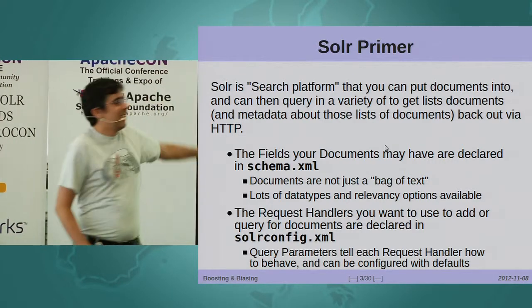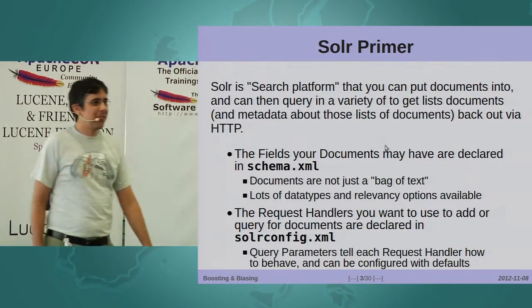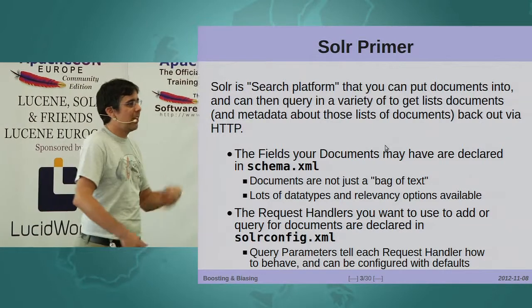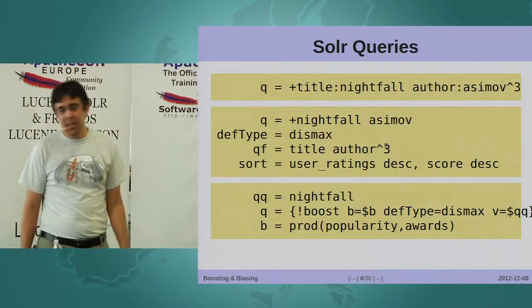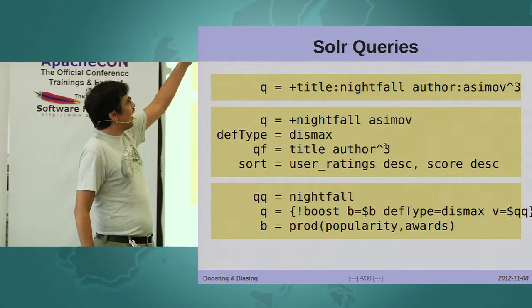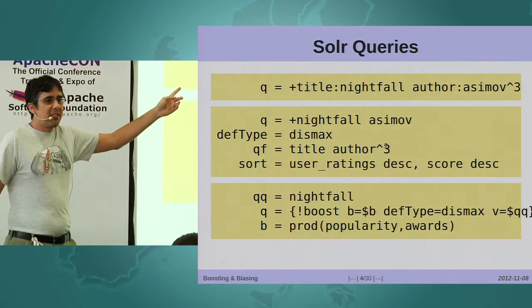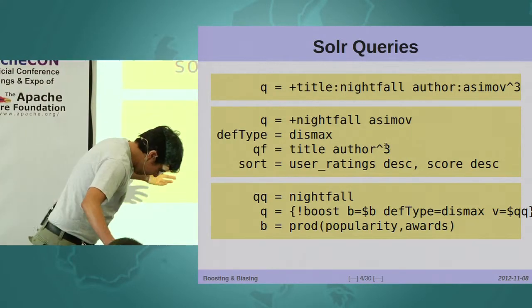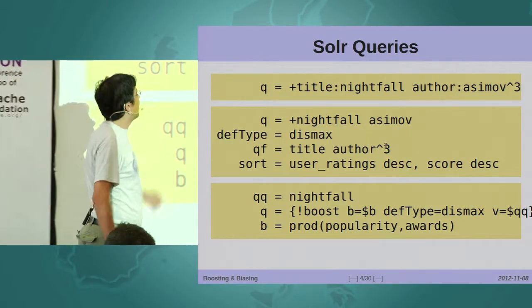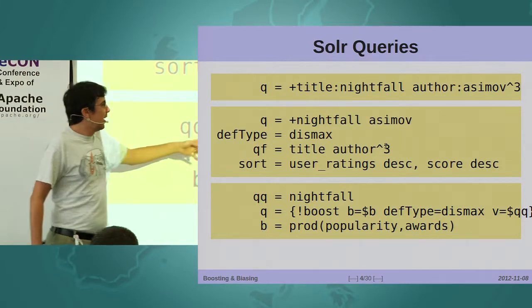Okay, so the nutshell: Solr has some configuration files. You use them to tell Solr what kinds of things you are searching and how you want to search them. This slide is really the key one. The top line is a very simple Solr query. The second line is a slightly more interesting Solr query using a different query parser. And then this last block is kind of an interesting example.